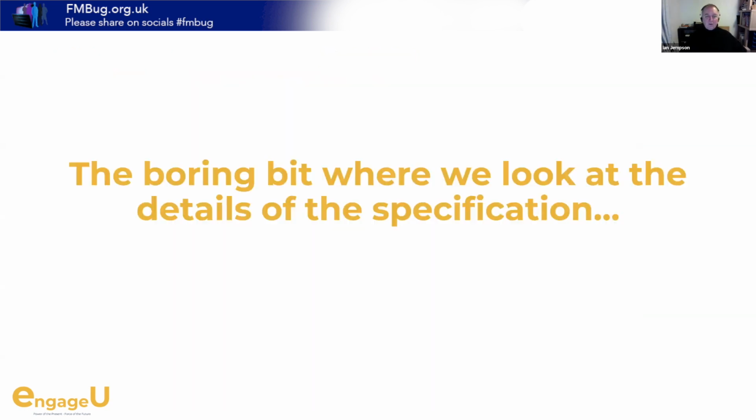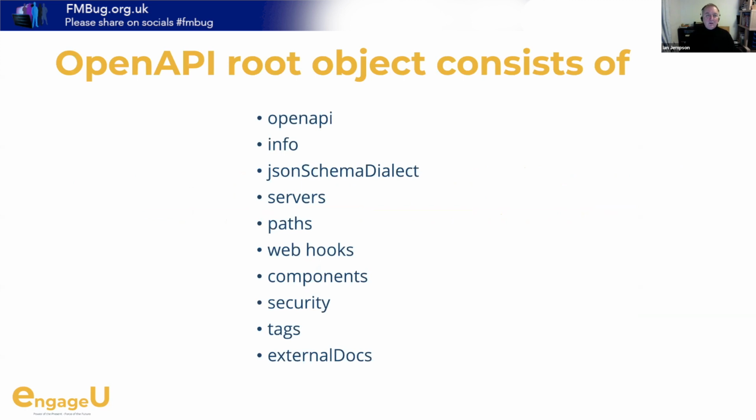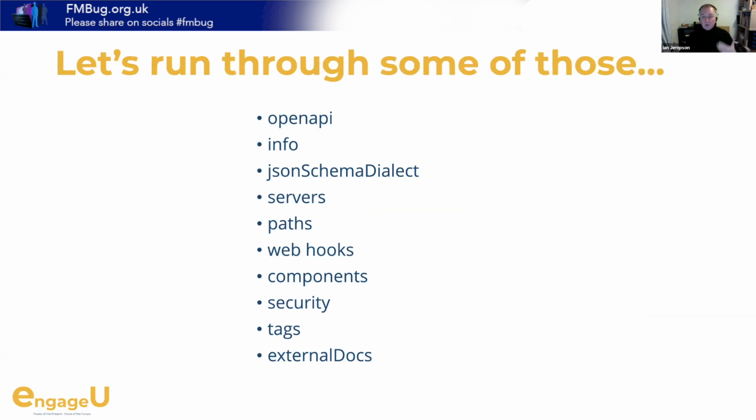Okay, so I'm going to have a really quick run through the details of the specification, and I'm going to do this more quickly than I did in Malmo. Essentially we've got a JSON document that has a root object that consists of openapi, info, servers, paths, webhooks, components, security, and so forth. We'll just run through a few of them because not all of those are important to what I'm going to be talking about here.